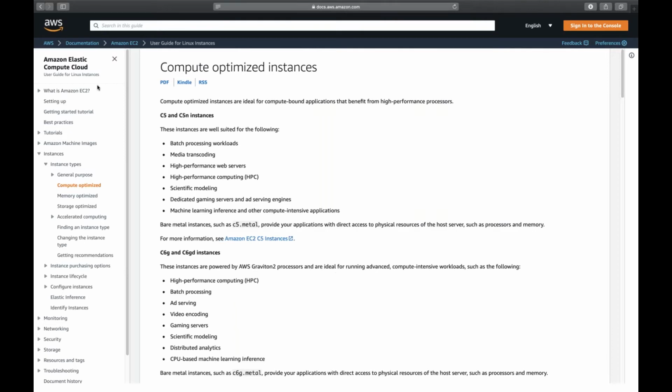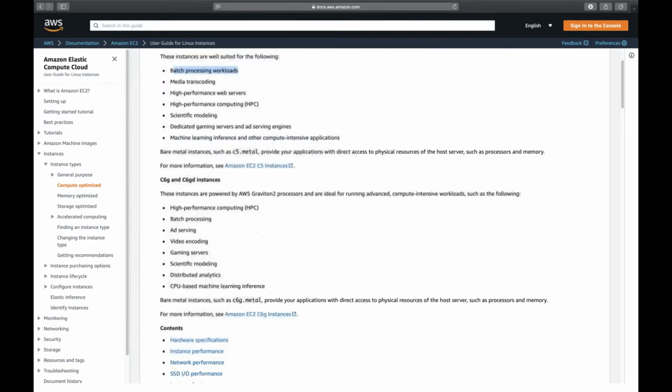Okay. Then you have compute optimized instances, which fall into C5 and C5N. I think N is for Nitro. These are for batch processing, media, high performance computing, scientific modeling, dedicated gaming servers, and machine learning. Then you have C6 for high performance computing. So the question could be, what is HPC, high performance computing. Then you have batch processing, ad serving, and video encoding.